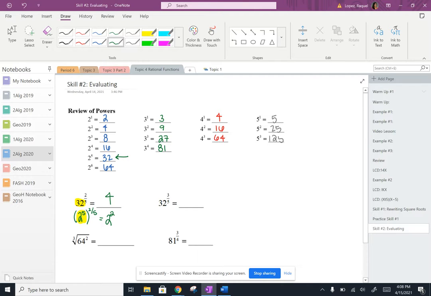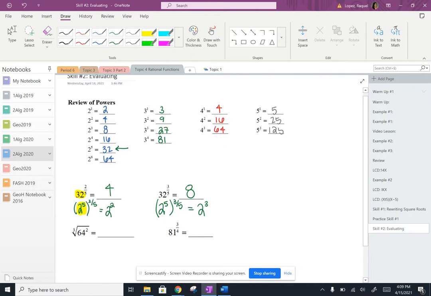Okay, and then the next one is very similar. Again, I can rewrite 32 as 2 to the 5th power raised to the power of 3/5. So again, I've got power to a power, multiply straight across. I'm left with 2 to the 3rd power. I know what 2 to the 3rd power is. That's 8. So 32 to the 3/5 is equivalent to 8.